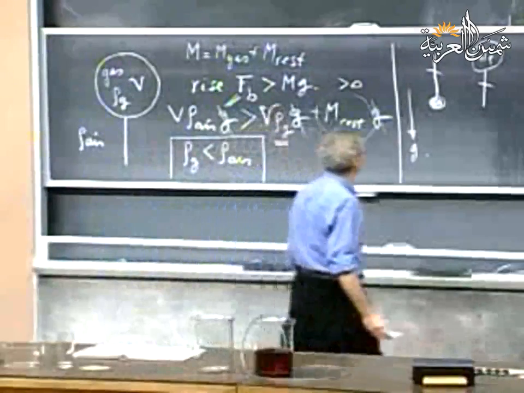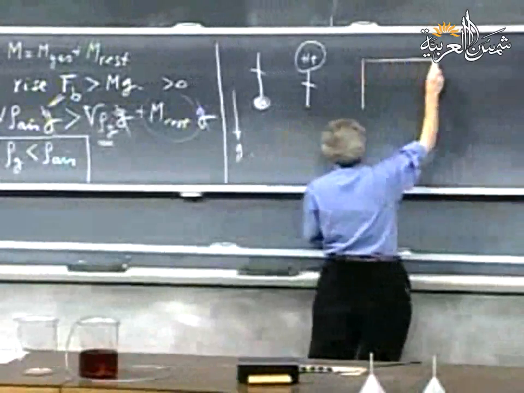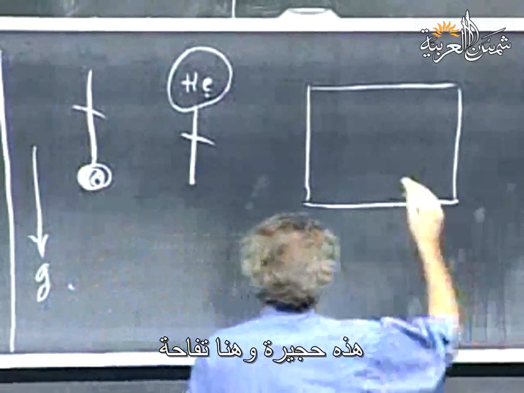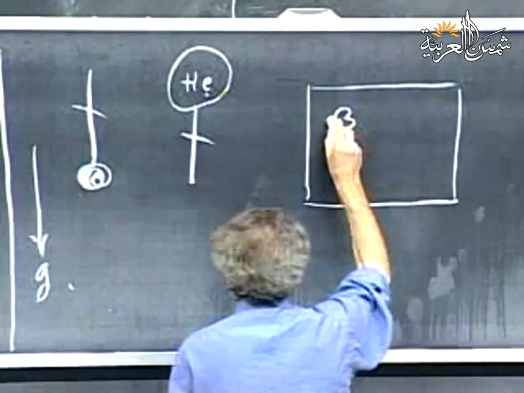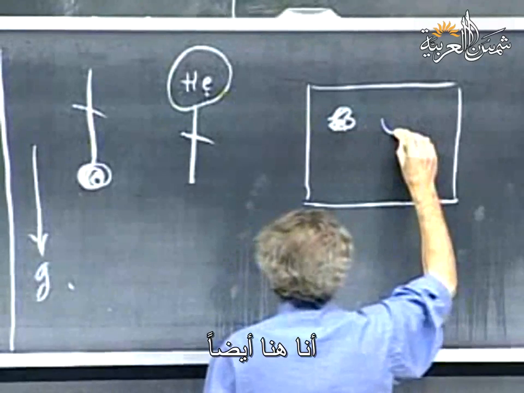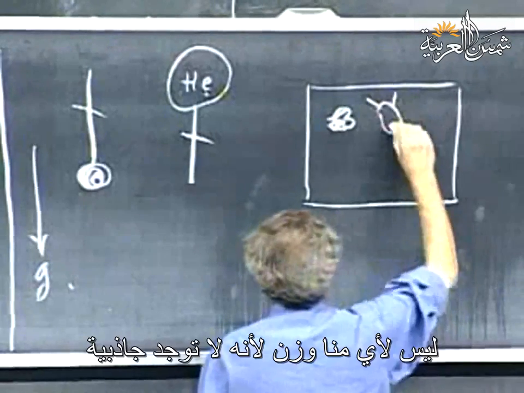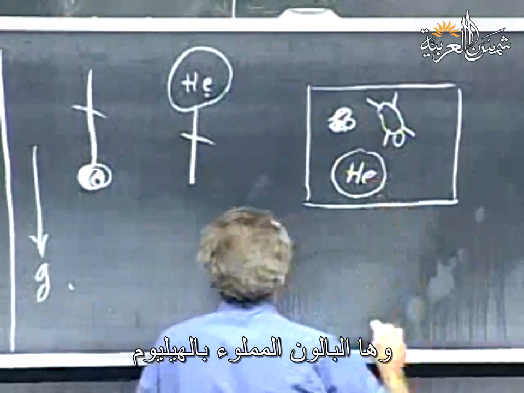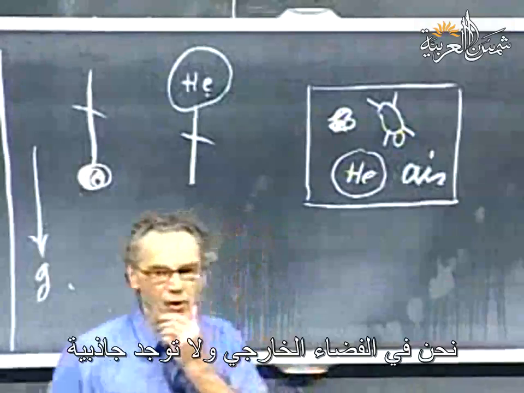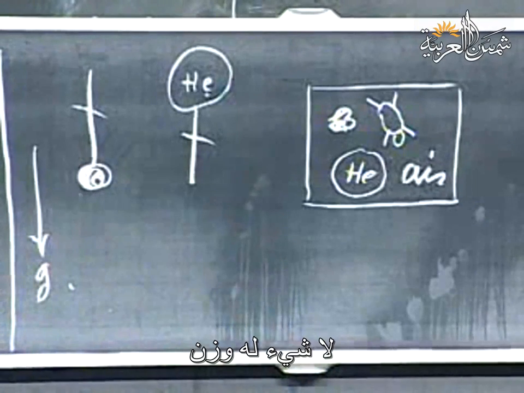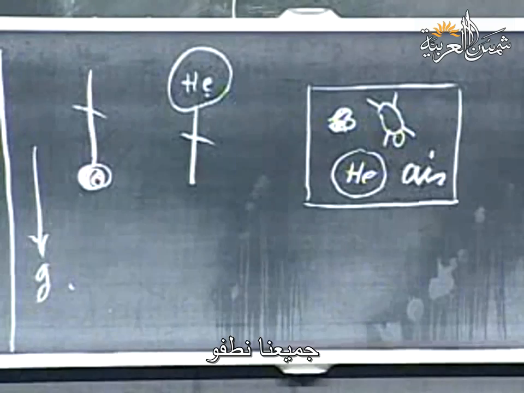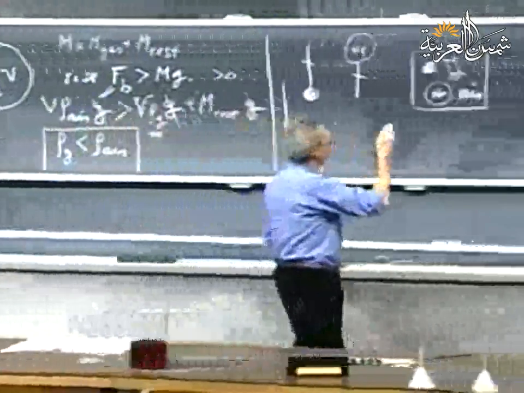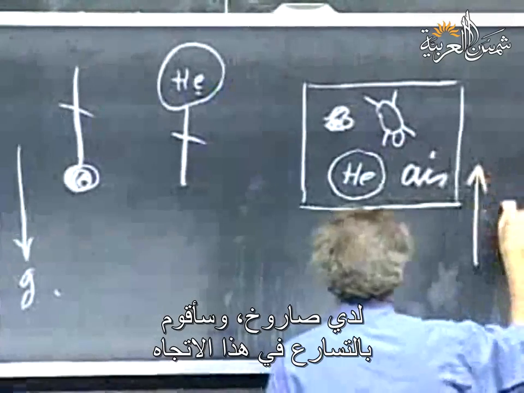Now we go in outer space. Here is a compartment, and here's an apple. I'm here as well. None of us have weight, there's no gravity, and here is a helium-filled object, a balloon, and there's air inside. We're in outer space, there's no gravity. Nothing has any weight. We're all floating. Now, I'm going to accelerate. I have a rocket. I'm going to accelerate this in this direction with acceleration A.